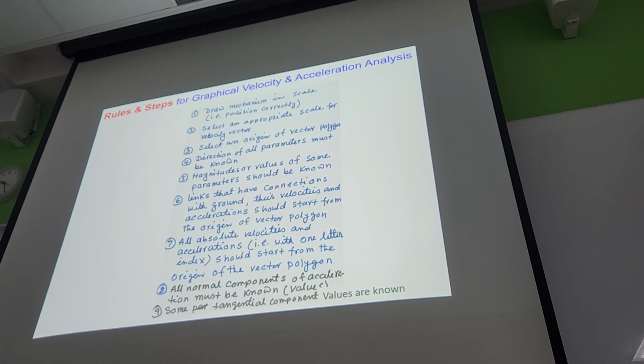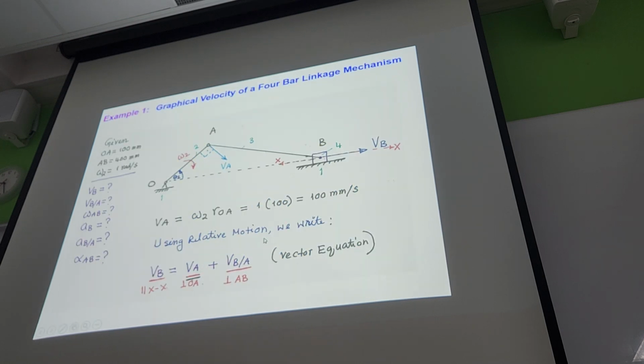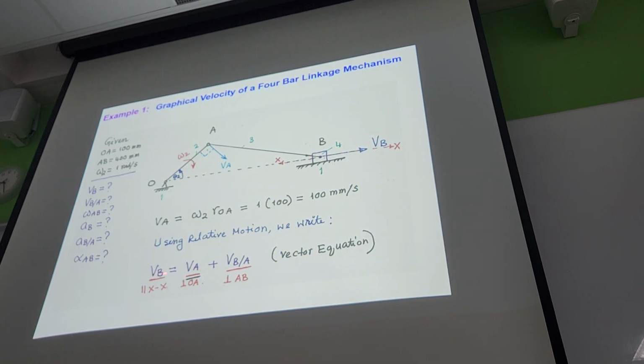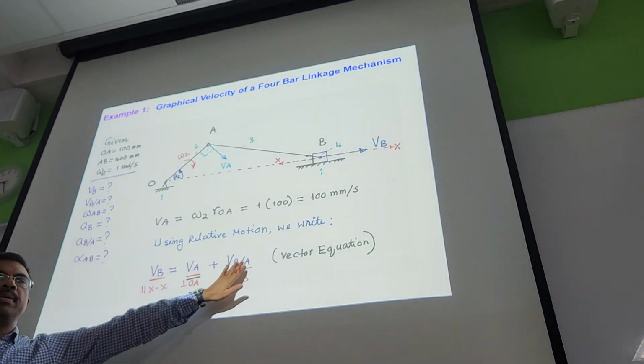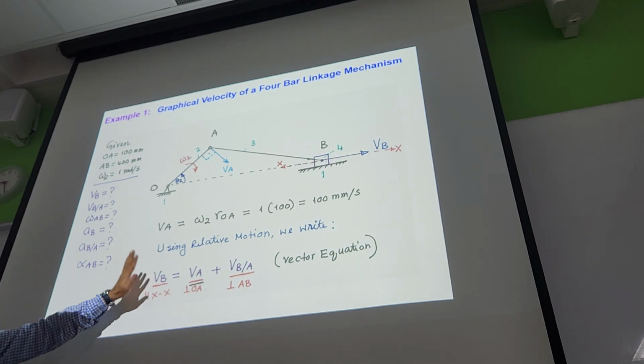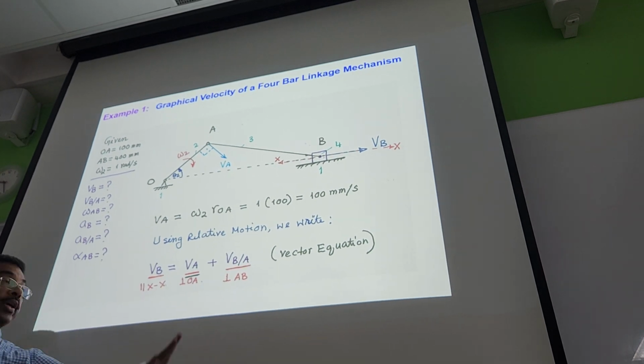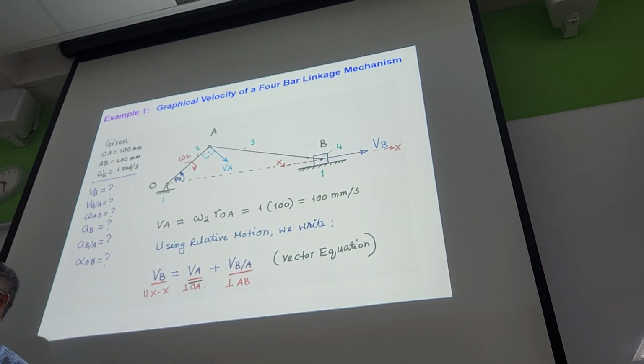So now look here very carefully. Number 4, direction of all parameters must be known. Some parameters' value should be known. That's the beautiful word. Let's have a look now. Go back to our problem 1. Here we have 3 parameters. We have VB, we have VA, we have VBA. All 3 parameter directions must be known to us. Otherwise, we cannot do this problem graphically.